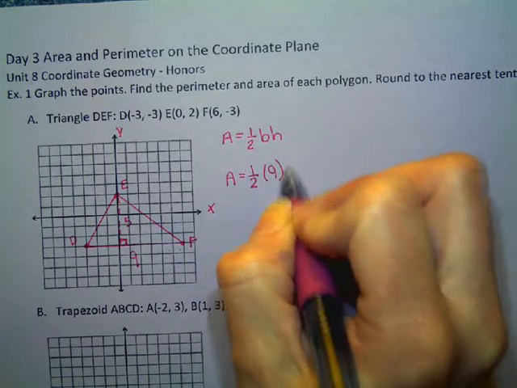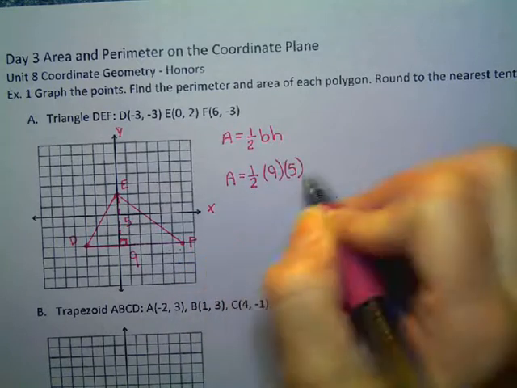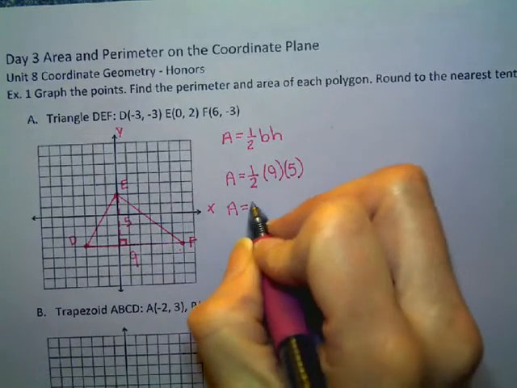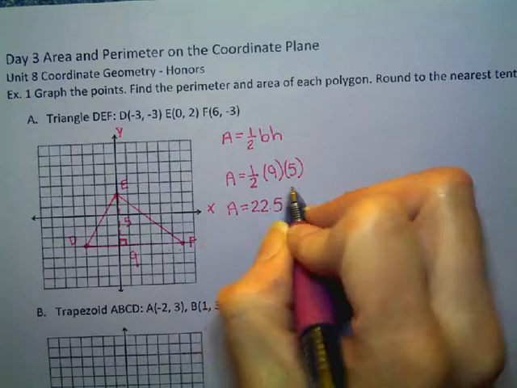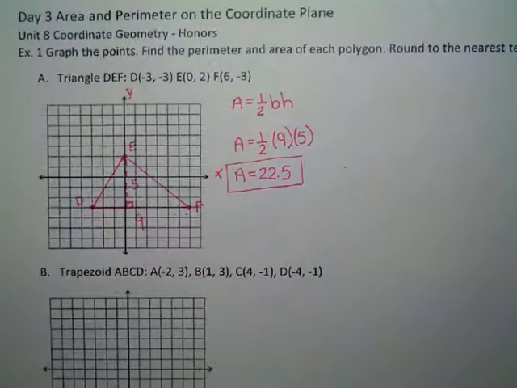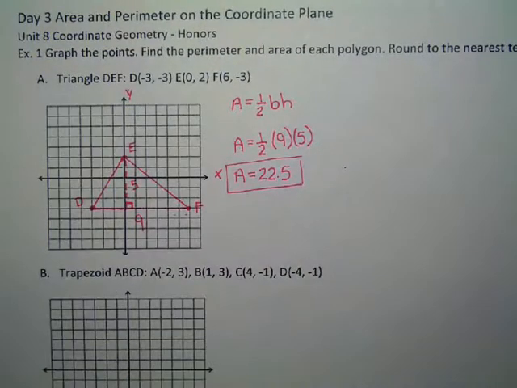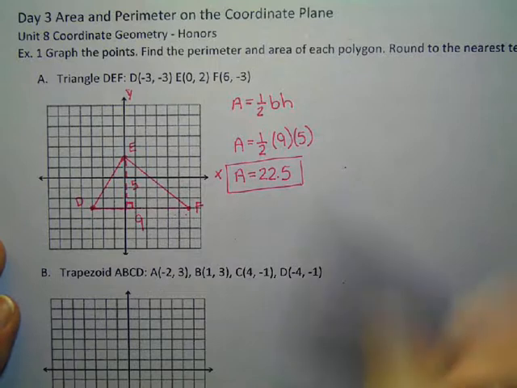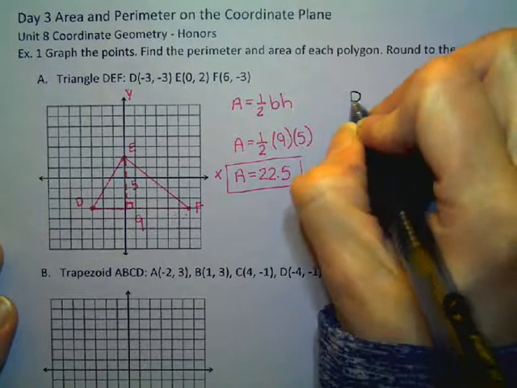So 9 times 5 equals 45, and half of 45 is 22.5. Perimeter is finding the length around something. Well, you'll notice on these DE and EF are both diagonal lines. In order to find the length of a diagonal line, you have to use the distance formula. So we're going to use the distance formula to find the length of DE.